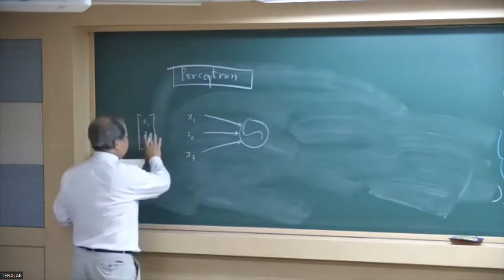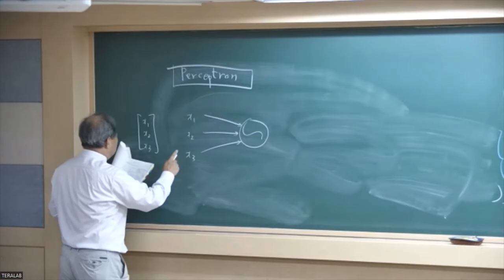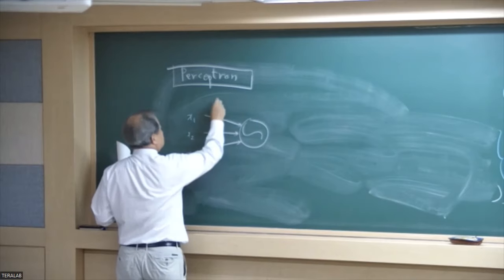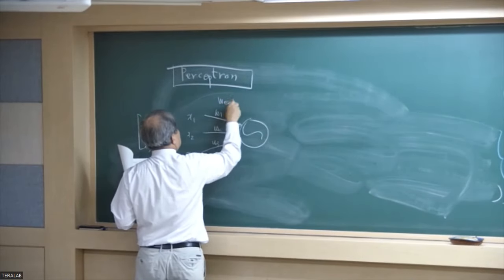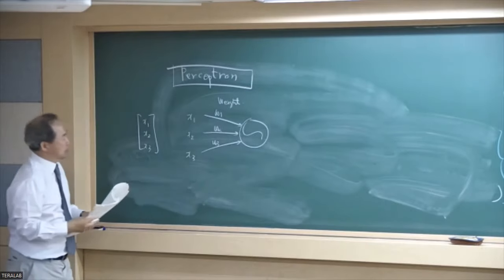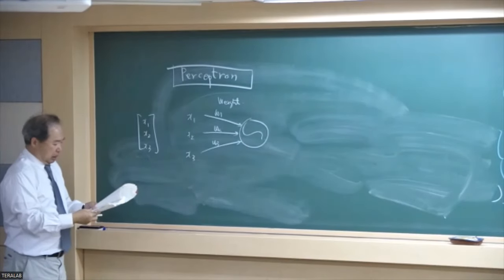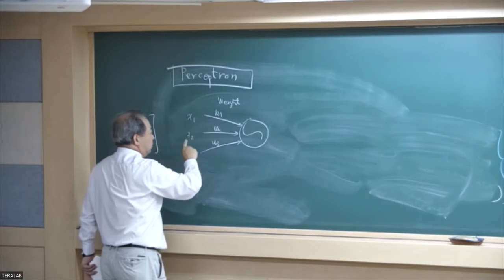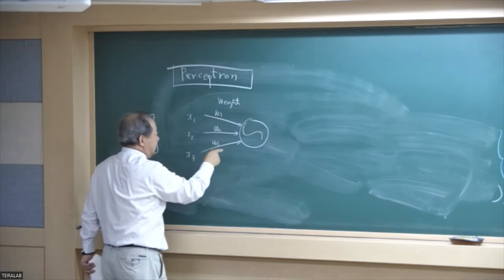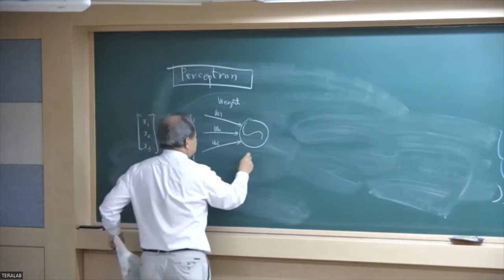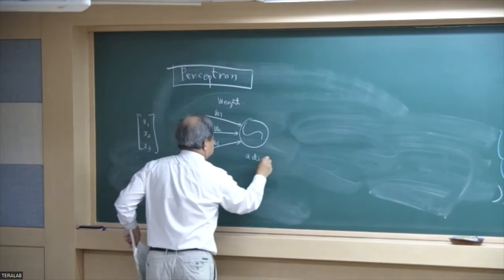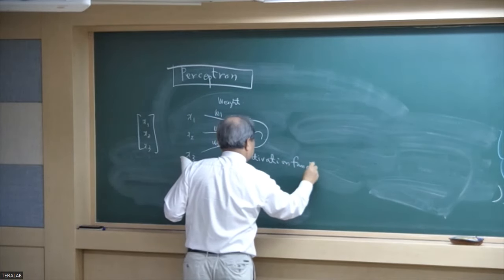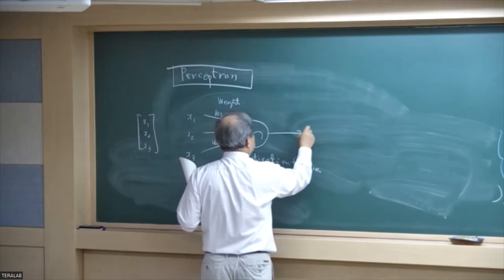If we have an input, it will be multiplied by a set of weights. This input and weight will be multiplied and added and will be input to an activation function. And it's going to have an output.